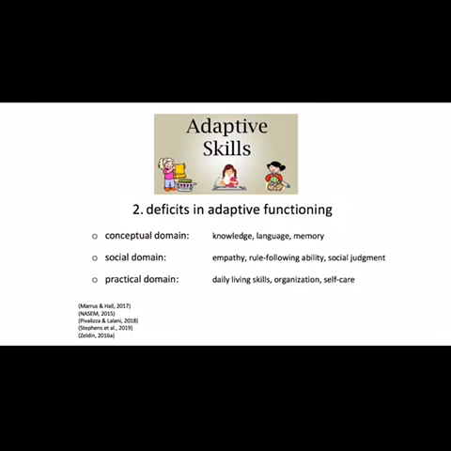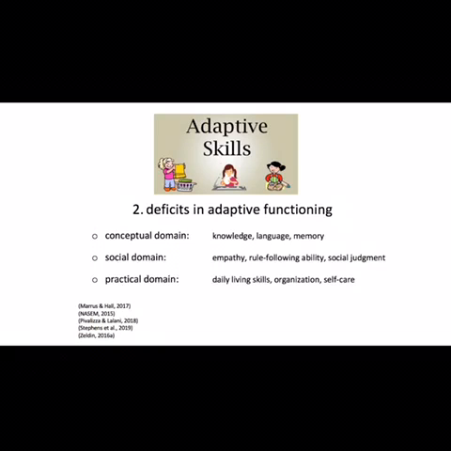The second criteria is deficits in adaptive functioning, which inhibit the individual from meeting developmental and sociocultural standards and further prevent the individual from obtaining personal independence and social responsibility. There are 3 domains of adaptive functioning. The conceptual domain includes skills of knowledge, language, and memory. The social domain includes skills of empathy, rule-following ability, and social judgment. And the practical domain includes skills of daily living, organization, and self-care.